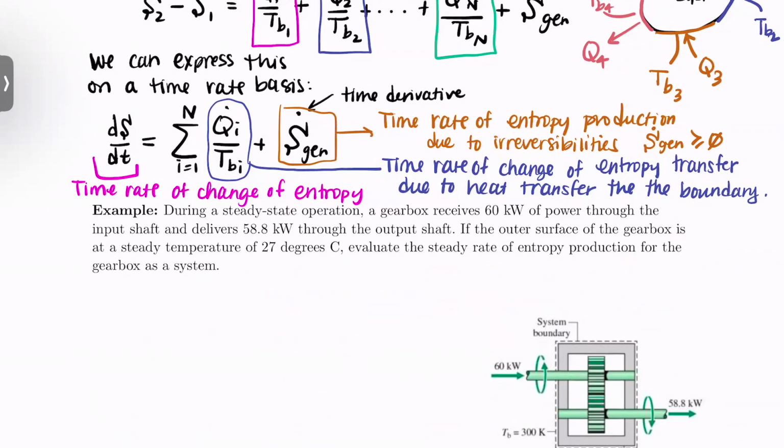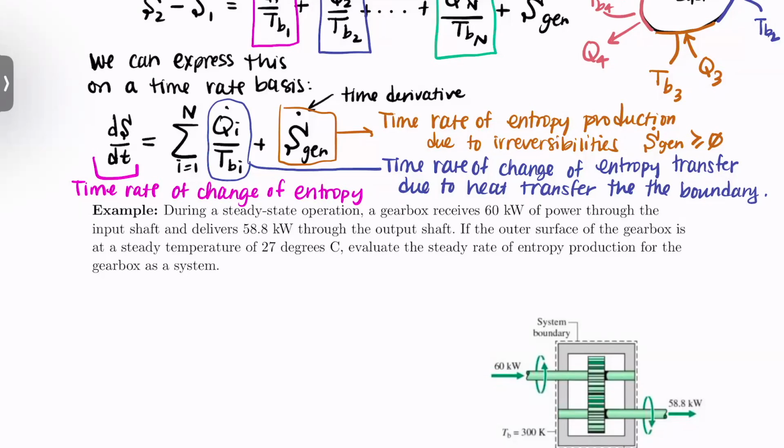What we have here is a steady state operation of a gearbox. The gearbox is going to receive 60 kilowatts of power through the input shaft, and then it will deliver 58.8 kilowatts through the output shaft. The outer surface of the gearbox is at a steady temperature of 27 degrees C, and we want to evaluate the steady rate of entropy production for the gearbox as a system.